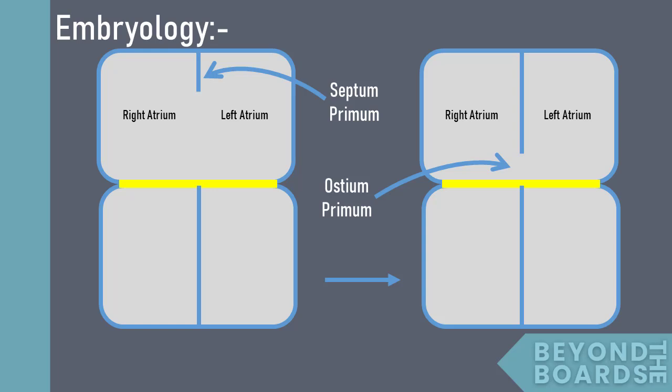However, the middle part of the septum primum is not going to extend all the way down towards the endocardial cushions, leaving a hole or an opening between the lower part of the septum and the upper part of the endocardial cushions. This hole is referred to as the ostium primum, literally the first hole. Again, this is because there's a second hole that's going to form later on. So I hope so far everything is clear.